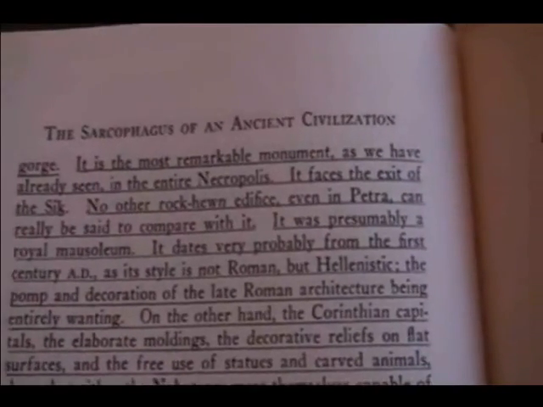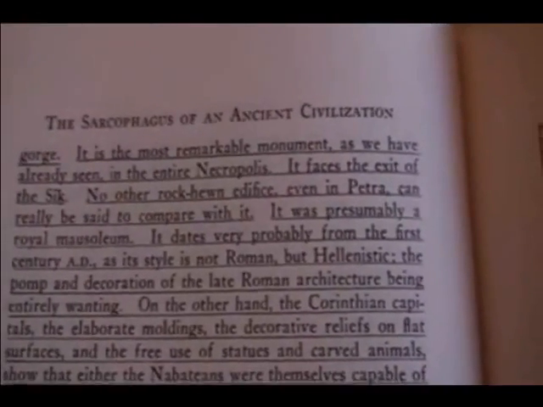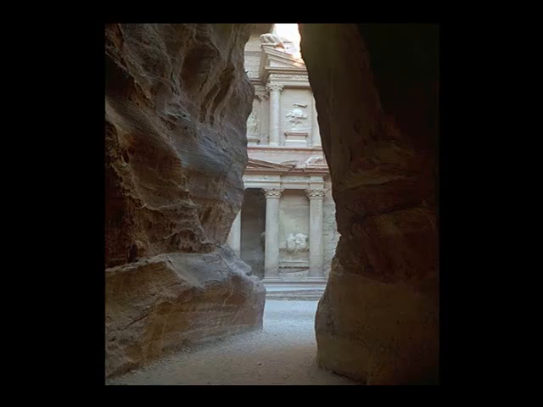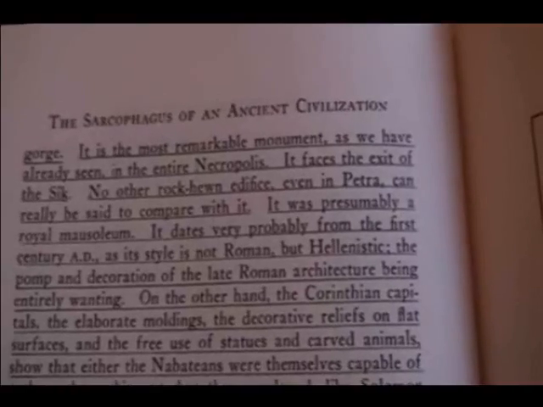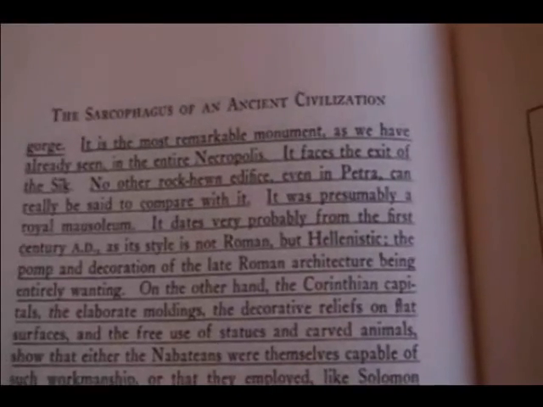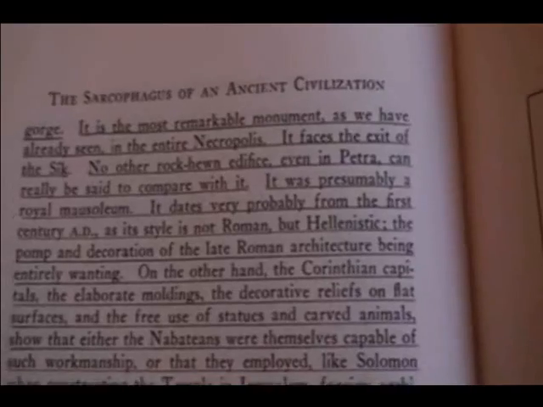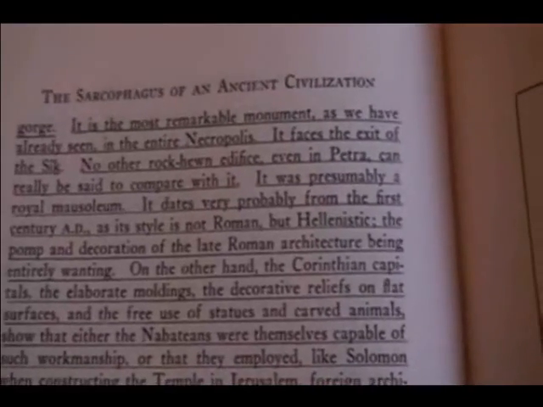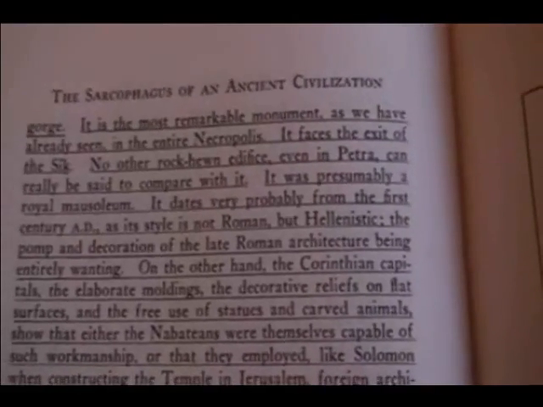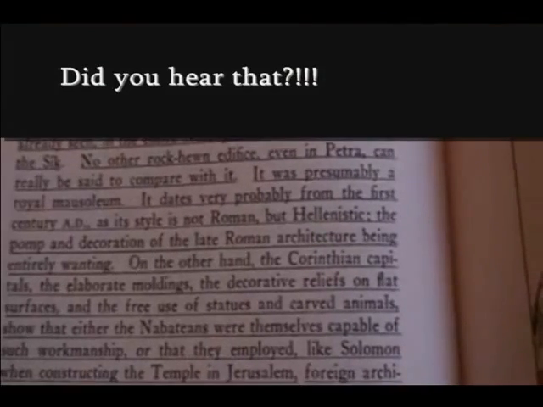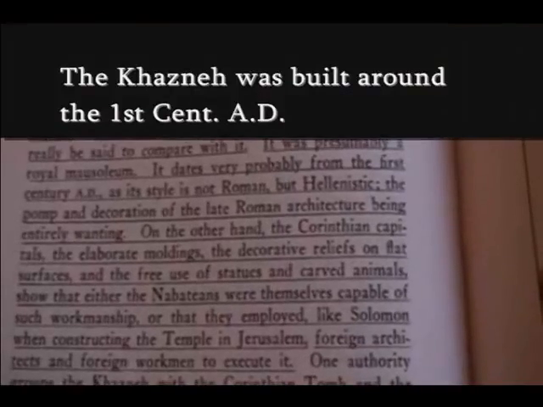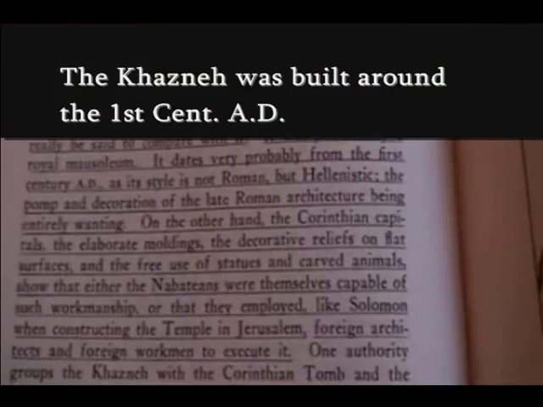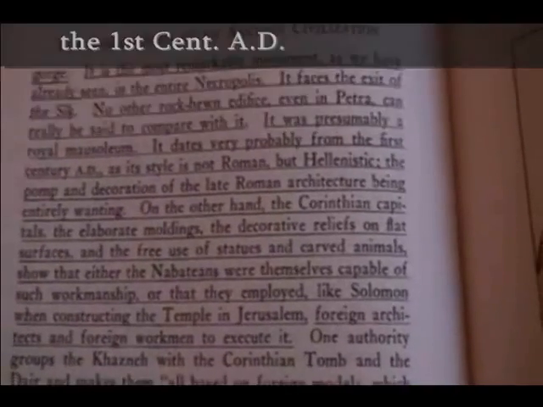It is the most remarkable monument, as we have already seen, in the entire necropolis. It faces the exit of the Sikh. No other rock-hewn edifice, even in Petra, can really be said to compare with it. It was presumably a royal mausoleum. It dates very probably from the 1st century AD, as its style is not Roman but Hellenistic, the pomp and decoration of the late Roman architecture being entirely wanting. So this dates from around the 1st century AD.